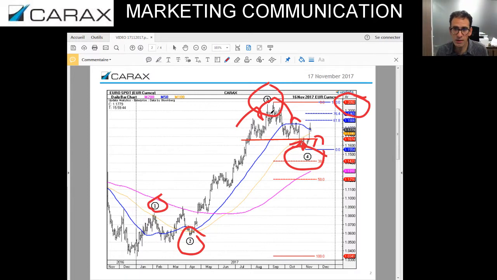So from a technical point of view, no more bear case prevailing on the euro dollar, and possibly back to new highs by the start of next year. So a pretty big change in the technical scenario.